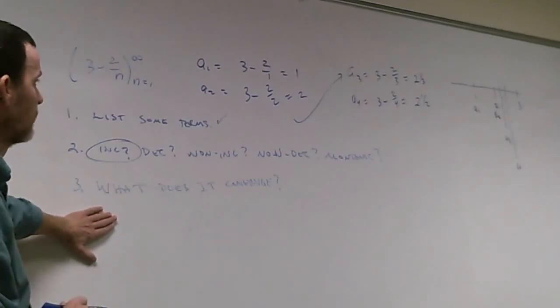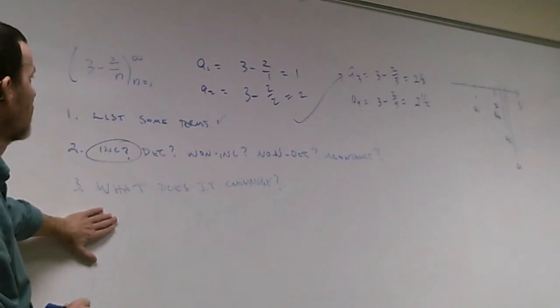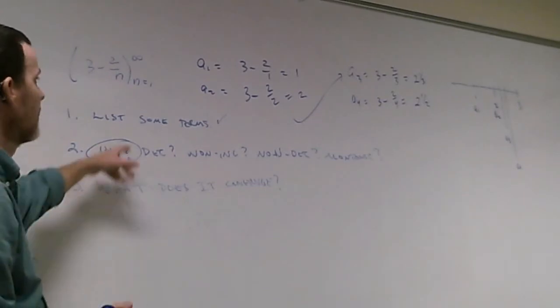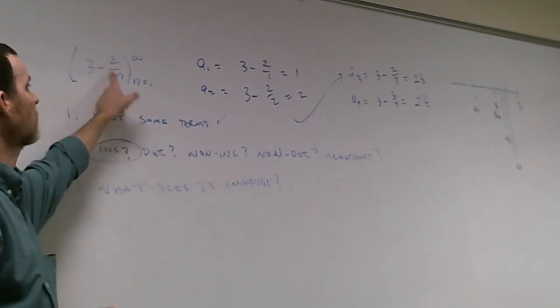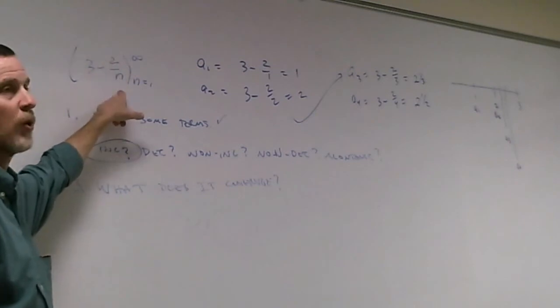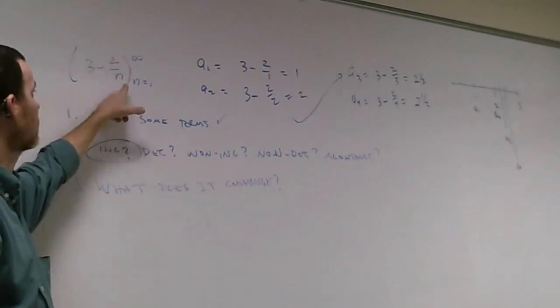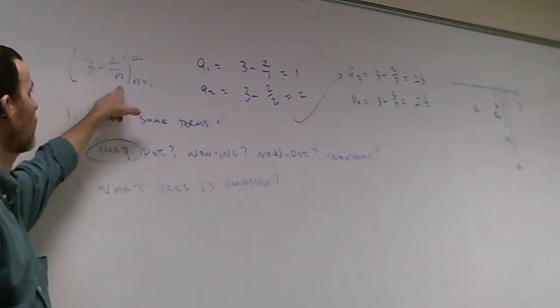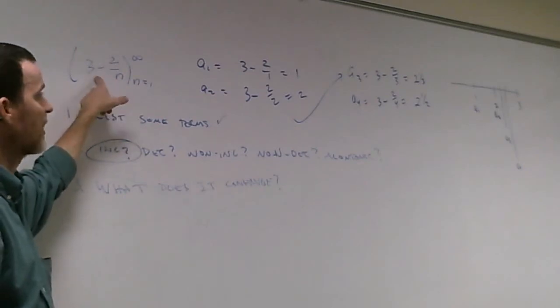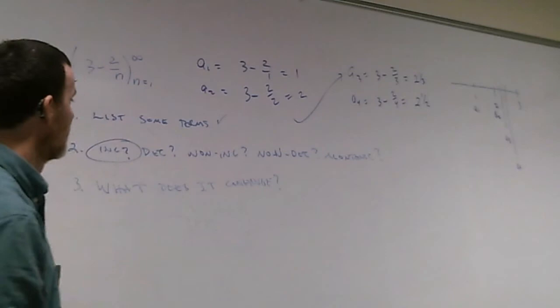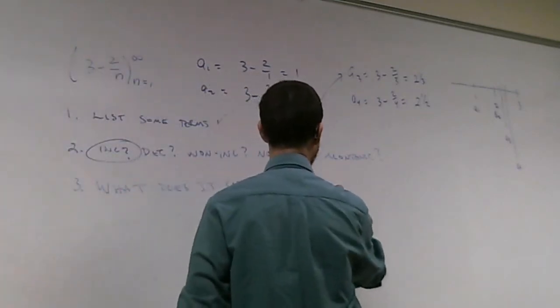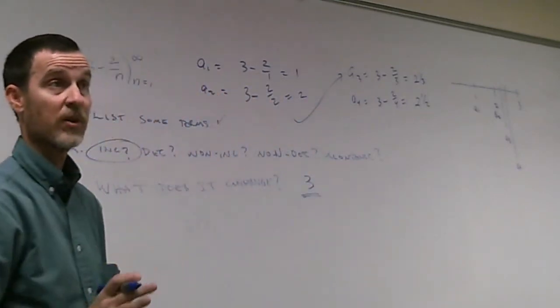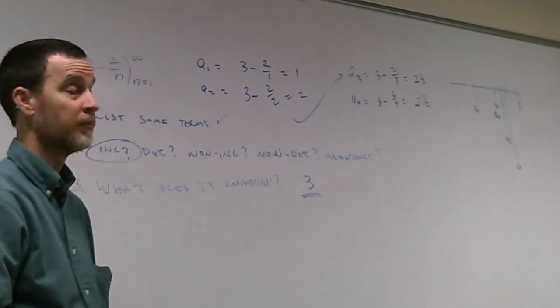What does it converge to? What's this getting close to? Right. N goes to infinity. What does this part go to? 0, right? 2 over infinity is heading towards 0. 2 over a large number is near 0. So this thing is getting closer and closer and closer to 3. So not asking you to prove that now, just asking you to guess what the limit is.